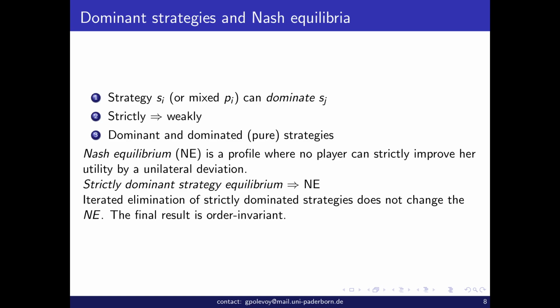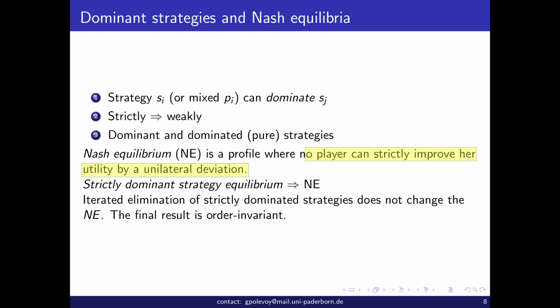That's a very important solution, so strictly dominant strategy equilibrium. And then we define probably the most famous solution concept in non-cooperative games, Nash equilibrium, which is a profile where no player can strictly improve her utility by a unilateral deviation. So whatever other strategy I use, I will never strictly improve what I have. I will have the same utility or worse.